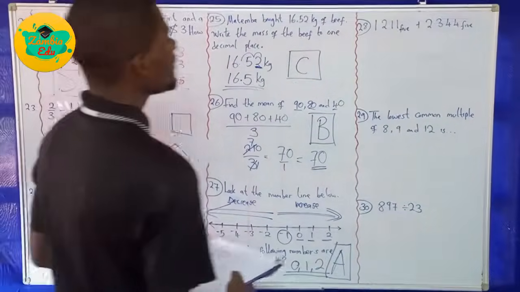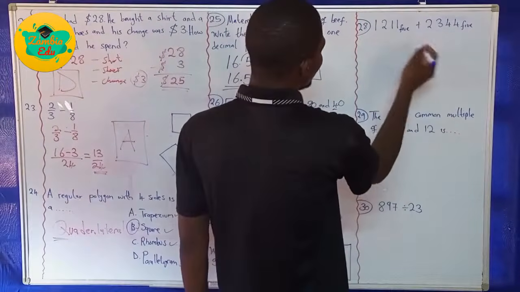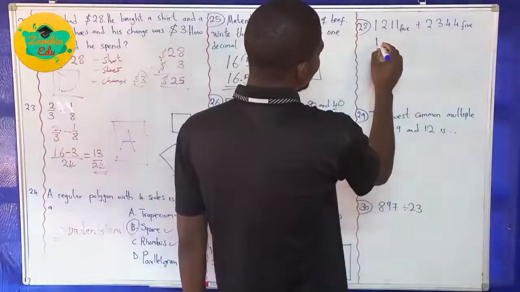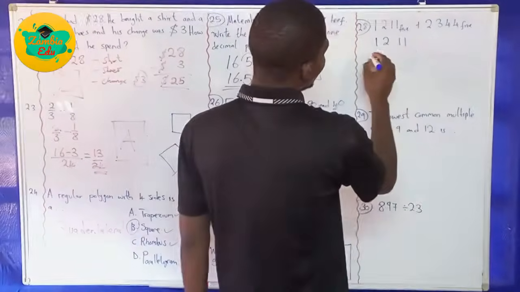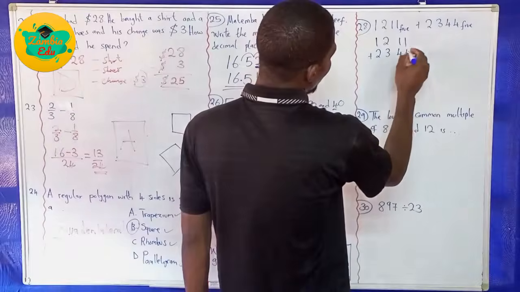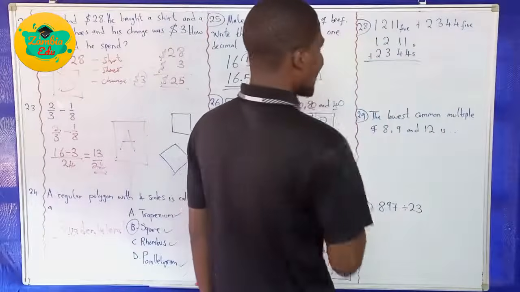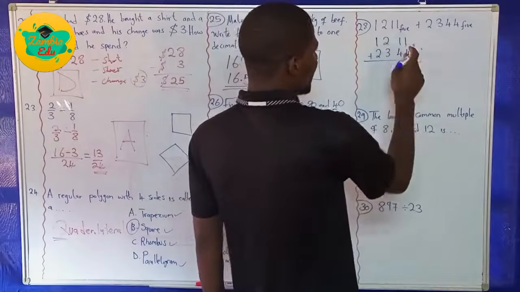We go to 28. 28 gives us two base 5 numbers and they want us to add them. So we've been given 211 plus 2344. However, they are both in base 5. So let's add. 1 plus 4 is 5.